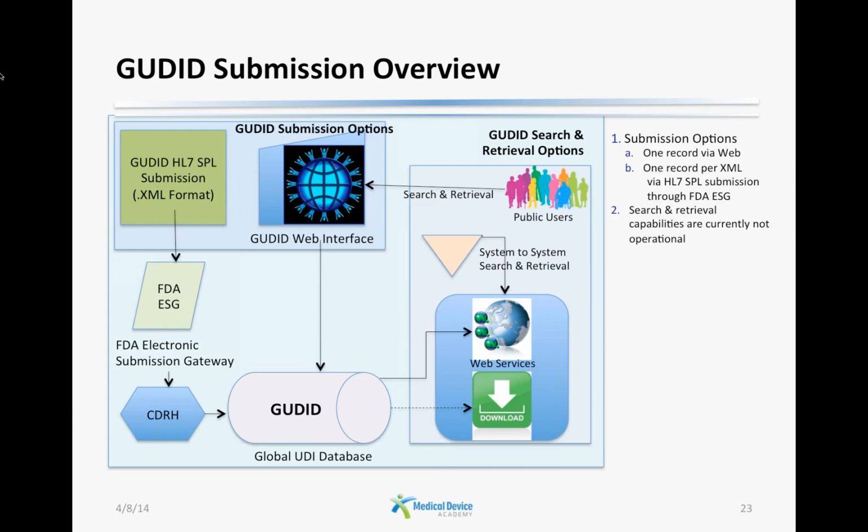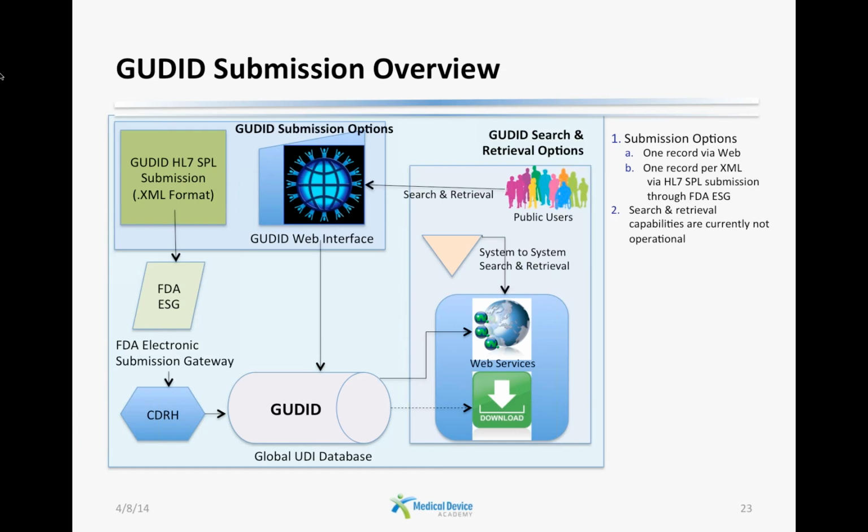The web-based tool will work well for up to 200 total records, and any more than that becomes overwhelming, and you will need to use the HL7 SPL process. You are also able to use third parties to submit data. GS1 GDSN, Global Data Synchronization Network, is one example. There are others as well. Or you could build your own submission tool.